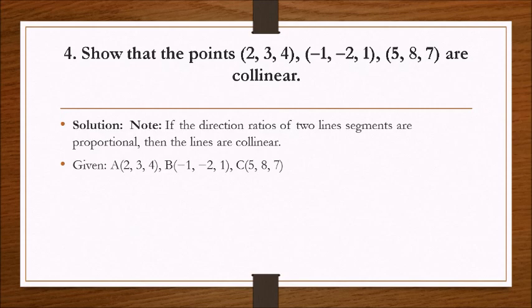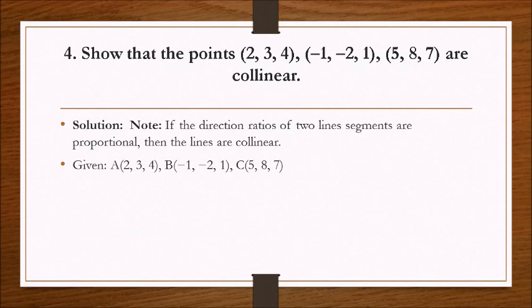Now, if you consider the points A, B and C, suppose they are on a straight line. What should happen? They should lie on the same line. Now we can say that the 3 points are collinear if the line segments made by them are proportional. That means if the direction ratios of AB and BC are proportional, then the lines are collinear.